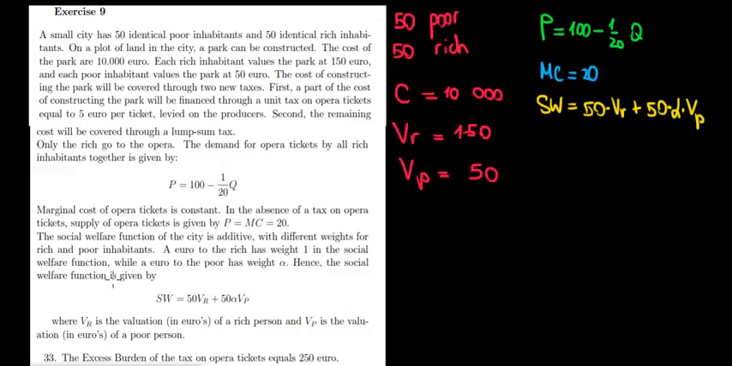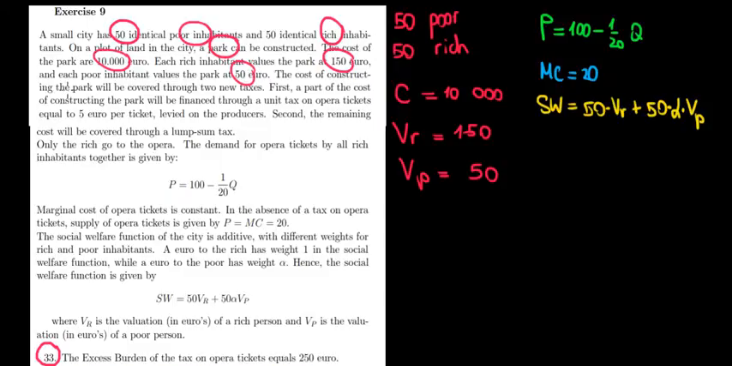Let's have a look at question 33 in this video. So we have a small city that has 50 identical poor and 50 identical rich inhabitants. Now, in that city, there's a park that can be constructed. The cost of the park is 10,000 euros. Each rich person values the park at 150 euros. Each poor person values the park at 50 euros.